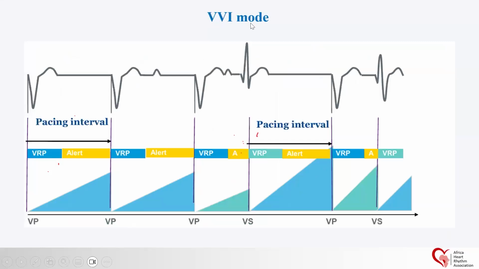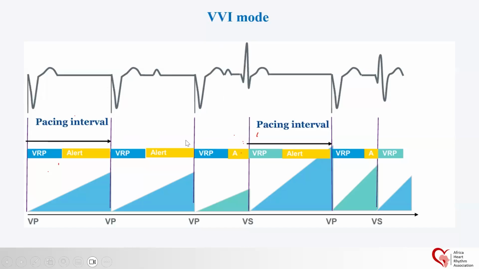When we have VVI mode, we have a pacing interval, but in this case we have pacing and sensing, and we inhibit. That means the pacemaker will inhibit the pacing if it detects a ventricle event. So the pacemaker initiates the timer, the pacing interval. When it finishes, the pacemaker didn't detect anything, so it will pace. The same thing here. This event initiates another interval. During this interval, the pacemaker didn't detect anything, so it will pace.